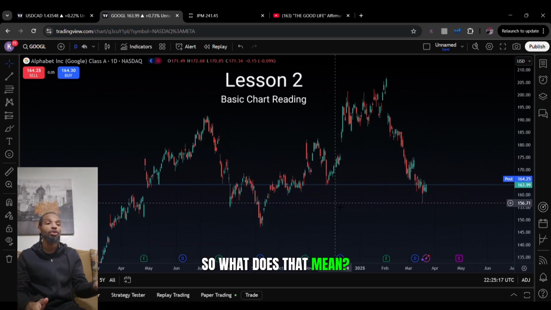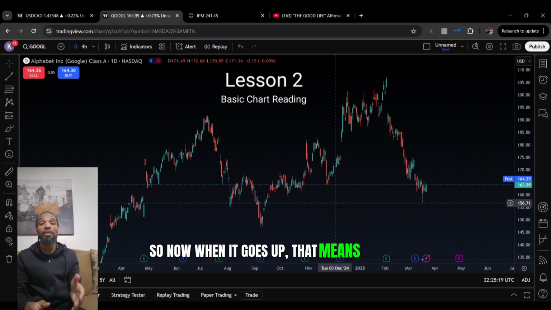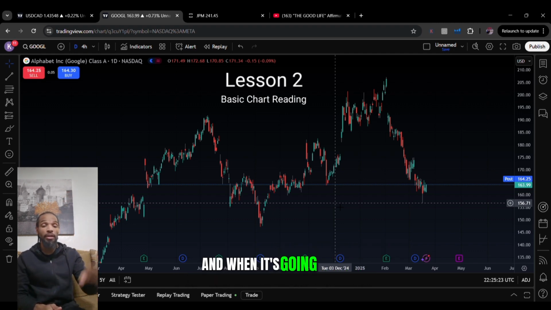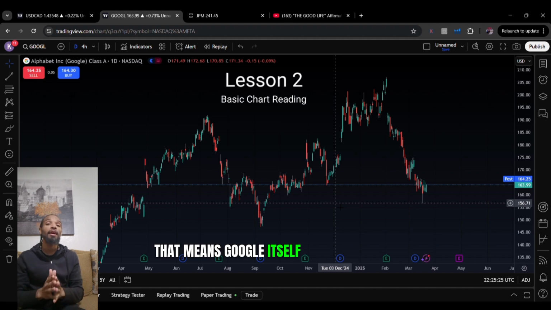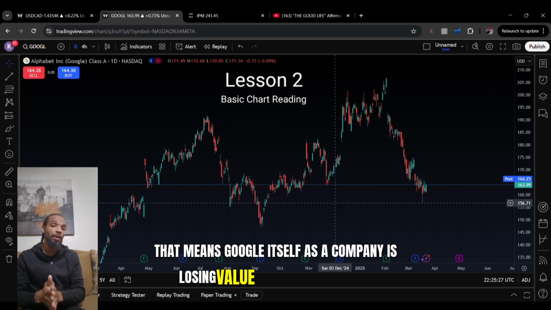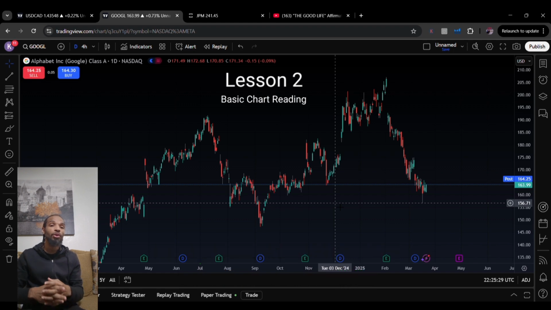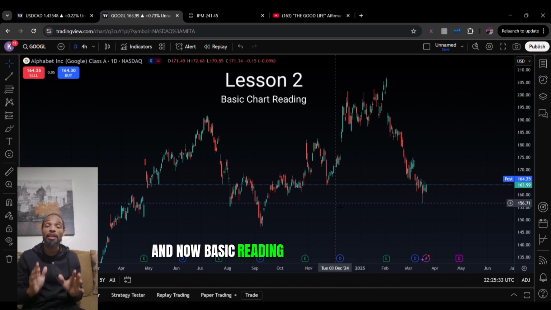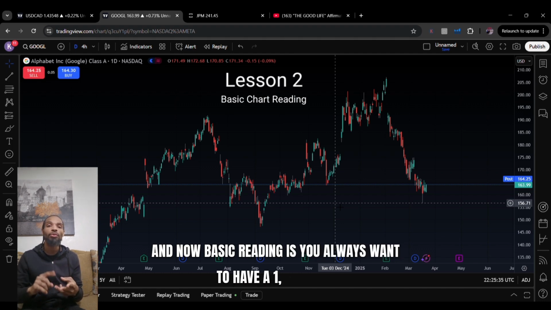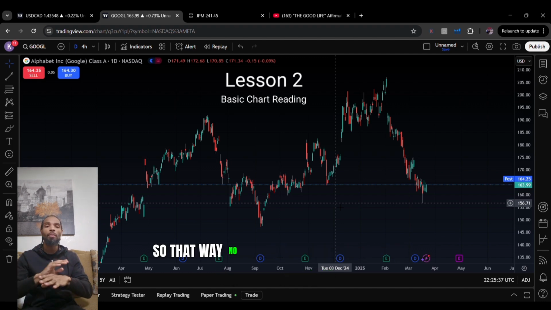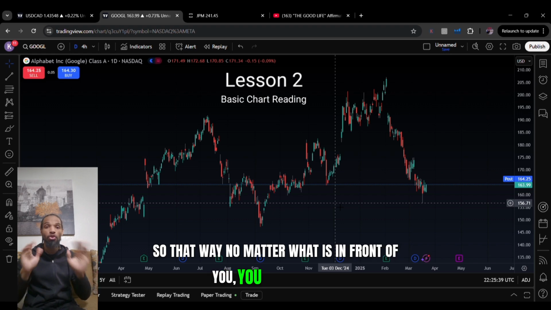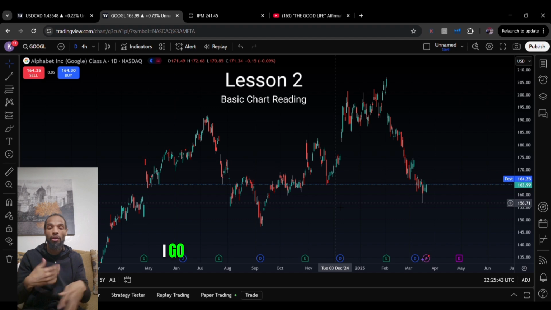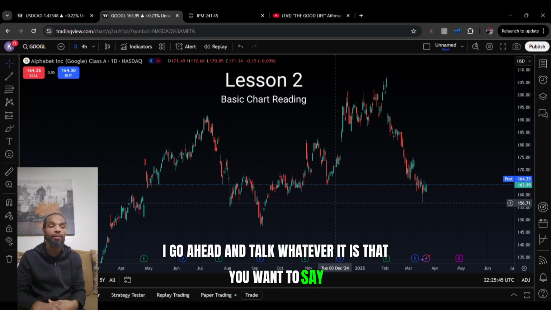So what does that mean? So now when it goes up, that means Google itself as a company is going up. And when it's going down, that means Google itself as a company is losing value and it is going down. So that is simple identifying. And now basic reading is you always want to have a 1, 2, 3 step. So that way, no matter what is in front of you, you know how to, okay, I got my quick assessment.